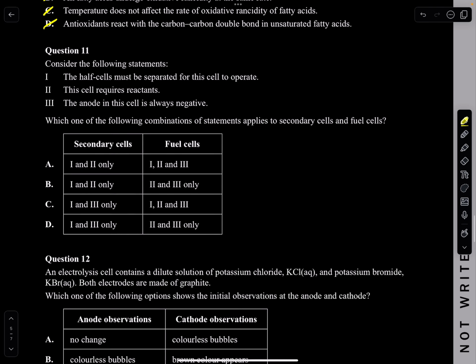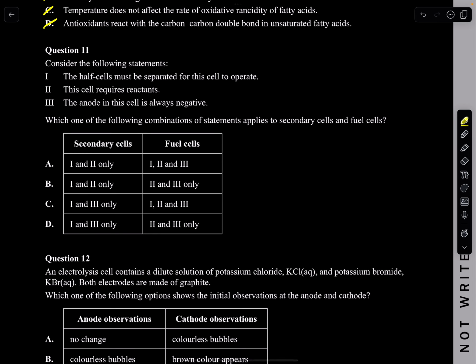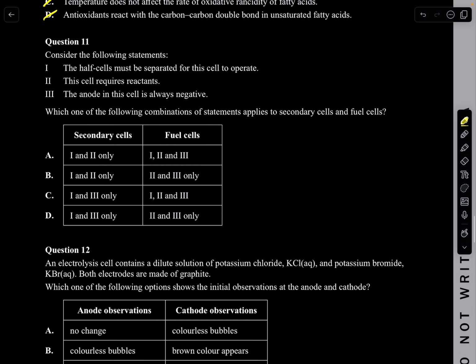Beautiful. 11. Consider the following statements. 1: The half cells must be separated for the cell to operate. 2: This cell requires reactants. 3: The anode in this cell is always negative. Which of the following combinations of statements applies to the secondary cells and fuel cells? Easy. One of the easiest ways is to look at statement 3, the anode in this cell is always negative. Remember, in secondary cells it can switch, because it depends on whether it's acting as an electrolytic or galvanic cell. So it's not always negative; it can also be positive. So if the secondary cell has 3, it's wrong. These two are wrong because both have 3. Everything else looks the same except this one has 1.